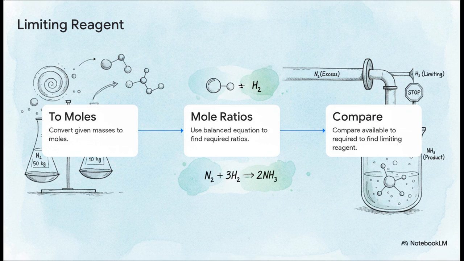Let's intentionally slow down for a second. We're going to walk methodically through a classic exam stoichiometry problem, finding the limiting reagent. Imagine you're given 50 kilograms of nitrogen gas and 10 kilograms of hydrogen gas to make ammonia. Step 1. You must convert those given masses into moles. Always go to moles first. Step 2. Look at your balanced equation to find the required mole ratios. Here, 1 mole of nitrogen needs 3 moles of hydrogen. Step 3. Compare what you actually have to what you need. In this specific case, if you run the numbers, you will run out of hydrogen first. That makes hydrogen your limiting reagent, which completely dictates the maximum amount of ammonia you can possibly form.